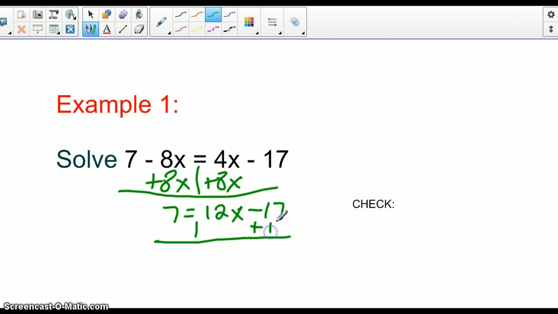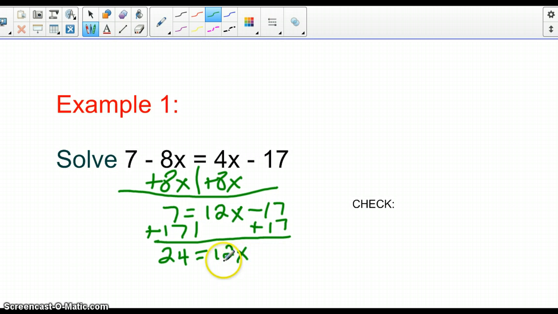The opposite of subtracting 17 is to add 17, and what you do to one side, you have to do to the other to keep it balanced. When you put negative 17 and positive 17 together, the outcome is 0. So on the right, all we have is 12x. And then on the left, 7 plus 17 is 24.